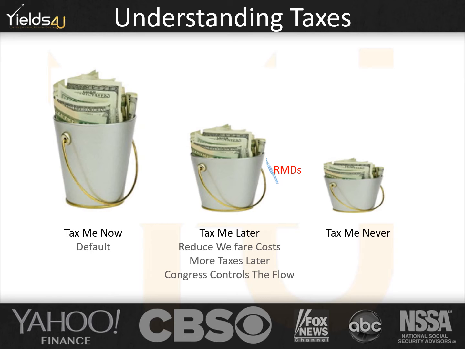So when we look at our retirement savings, what we really want is the reverse. We want as much of our assets as possible to be in the tax me never bucket, with as little as possible in the tax me now bucket, and only a small amount in the tax me later buckets. But unless we take action, this isn't the default path for most retirees.